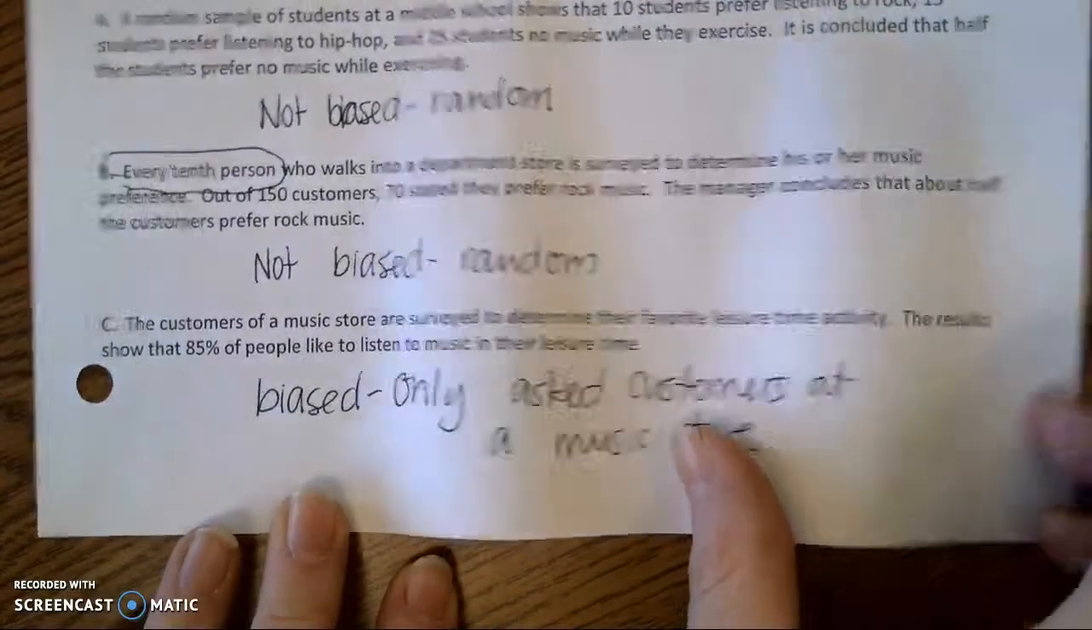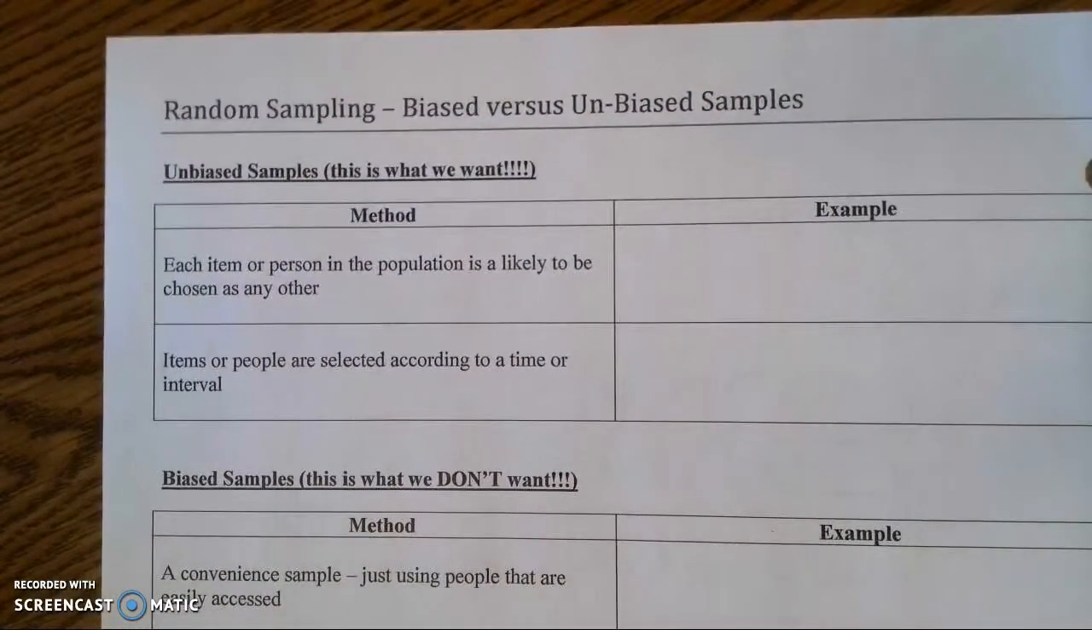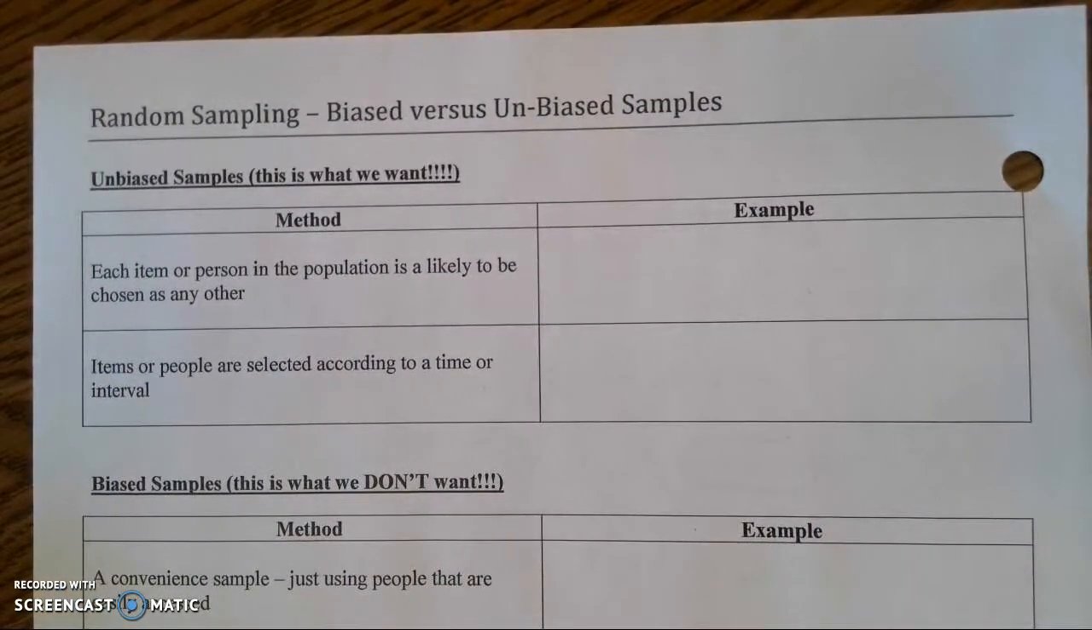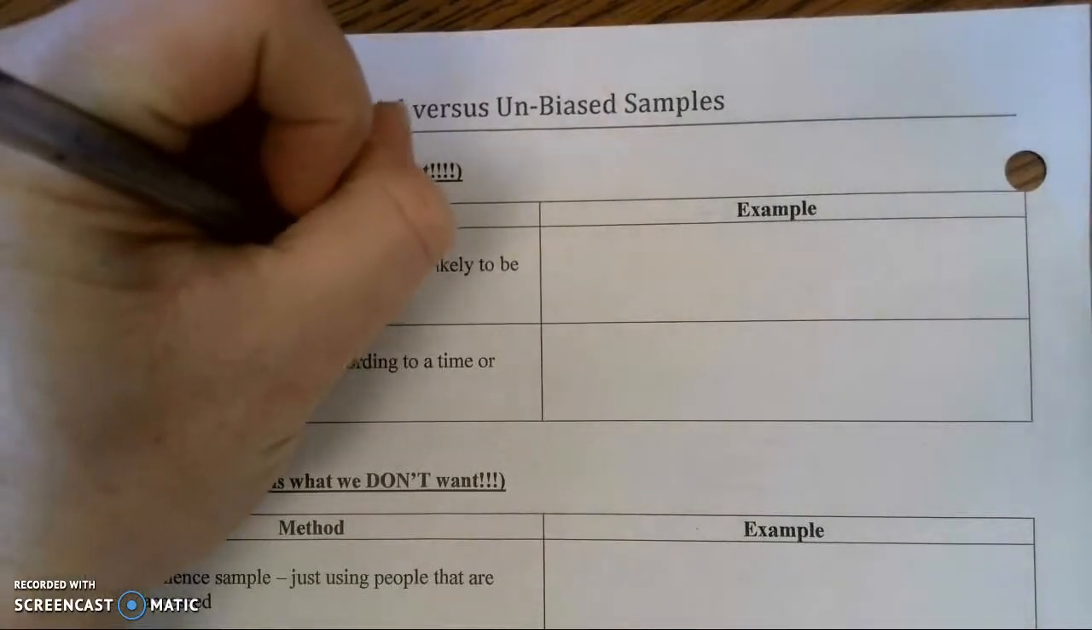All right, so let's flip the page. Okay, so here are some examples of biased and unbiased samples. Remember, unbiased samples, that's what we want. We want that random sample. We don't want any bias to influence our data. So the first method that we're going to talk about, each item or person in the population is as likely to be chosen as any other. So we're going to call that a simple random sample.